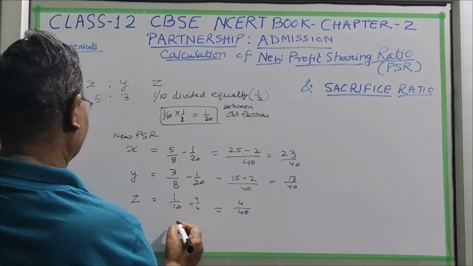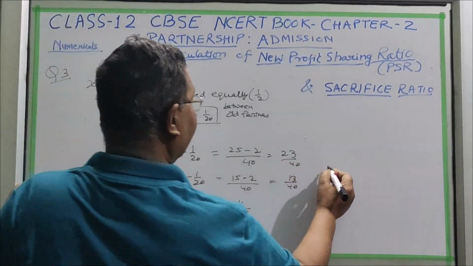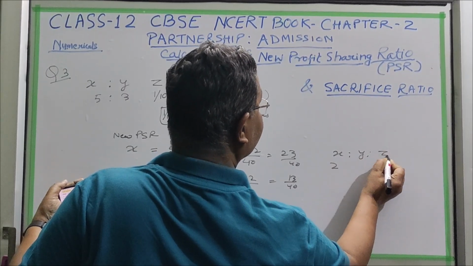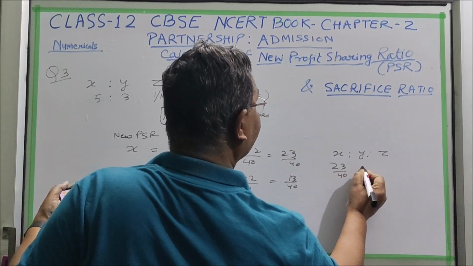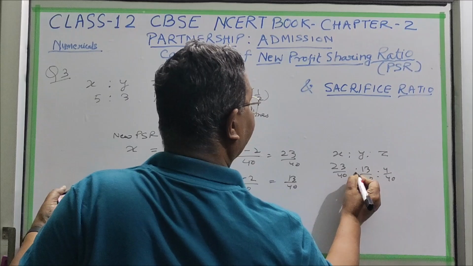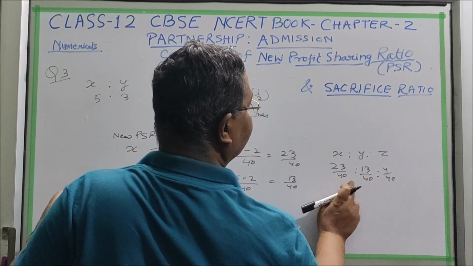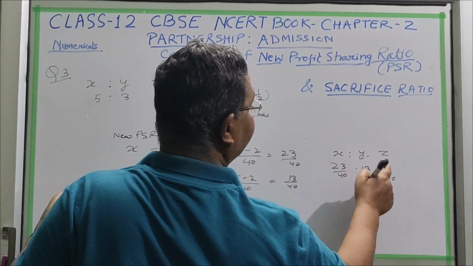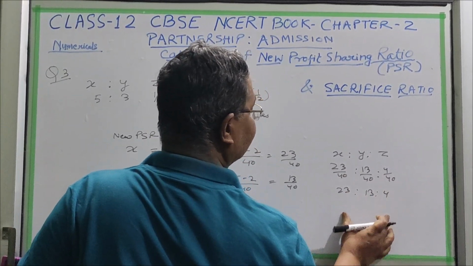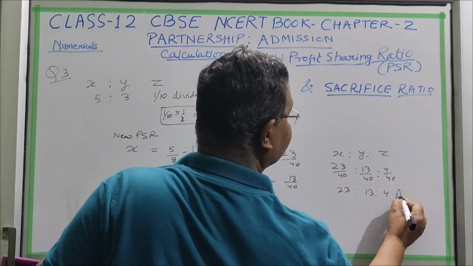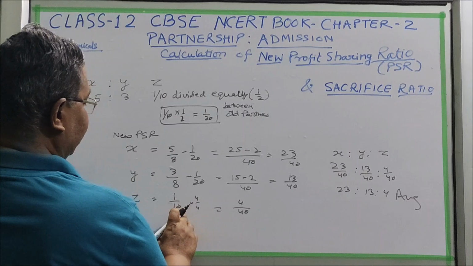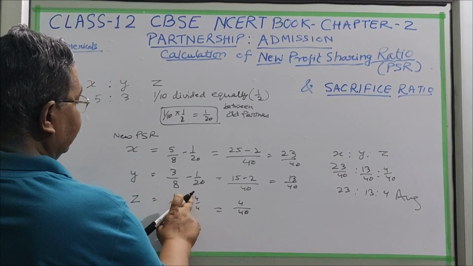So their new PSR, X is to Y is to Z, will be 23 upon 40, 13 upon 40 and 4 upon 40. Okay. When the denominator is equal, we don't take it, because this is the sum of the upper portion. 23 is to 13 is to 4. This cannot be reduced, so this is your answer. Here what happened: just to make it 40, we have multiplied by 4 and 4.